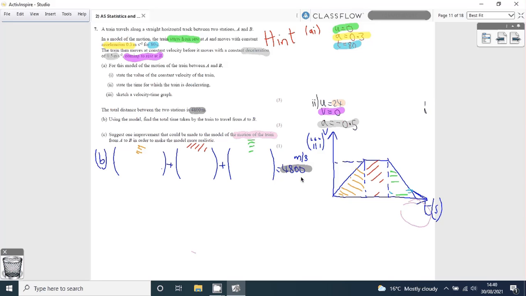My only hint for part (c) is make sure you answer the question: what improvement could be made to the motion of the train. So we're talking about the motion of the train, not anything else.